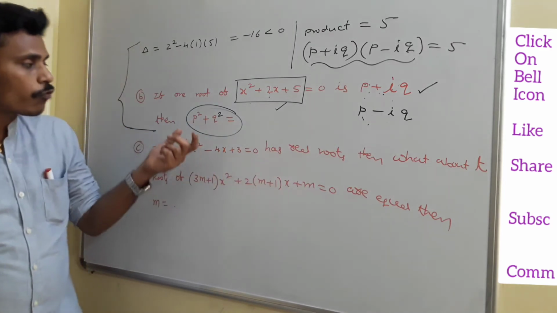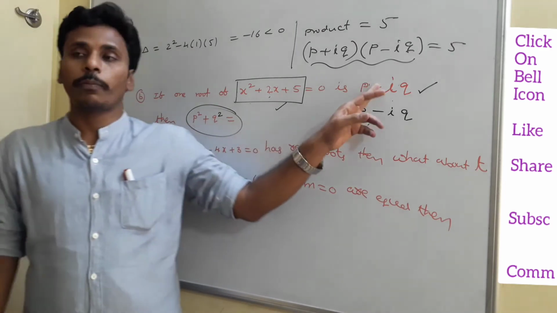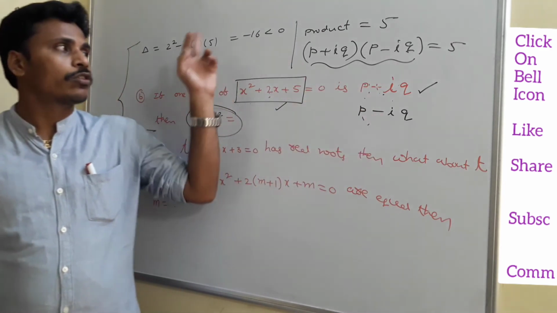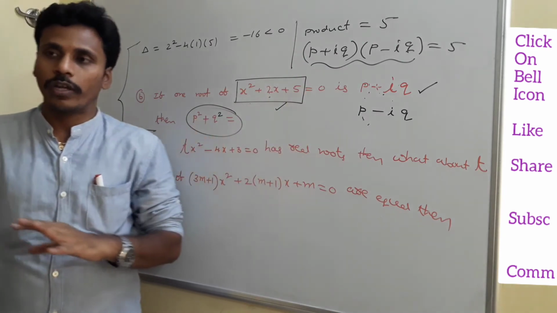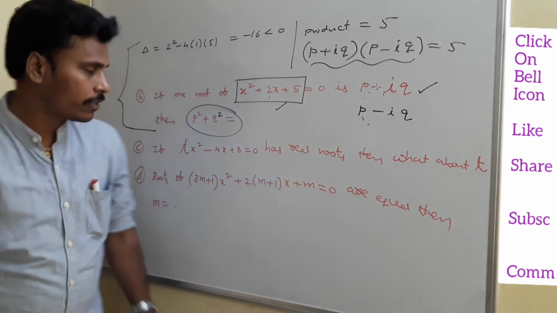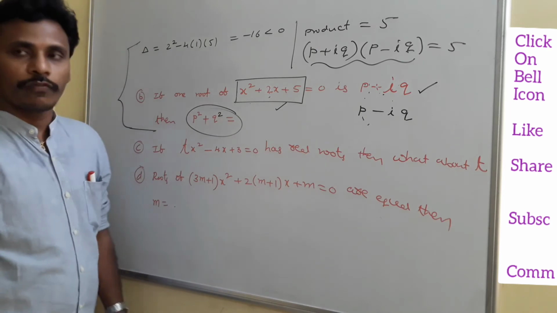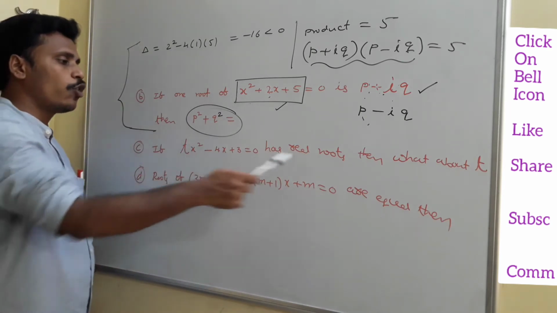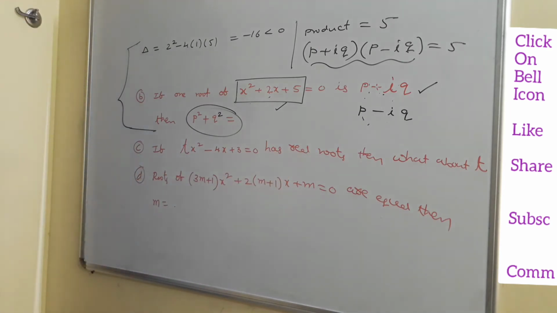And since they ask us to find p square plus q square, just multiply these two, and the product of the roots is 5. From there, p square plus q square is equal to 5. There ends the second simple question related to the nature of the roots. And now you just have a look at the third question. Try to solve it.